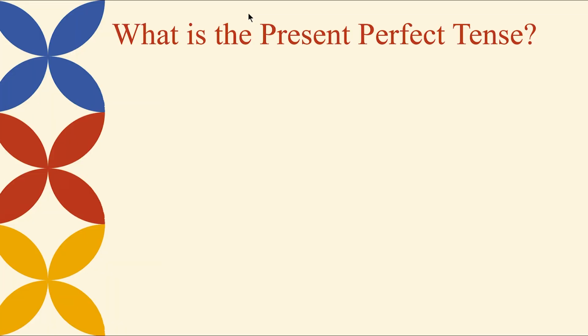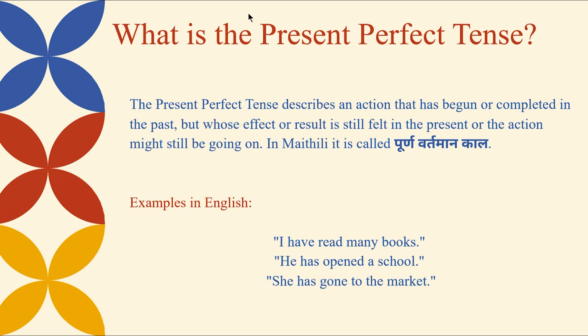Okay, so what is the present perfect tense? The present perfect tense describes an action that has begun or completed in the past, but whose effect or result is still felt in the present, or the action might still be going on. In Maithili, it is called Purna Vartaman Kal.